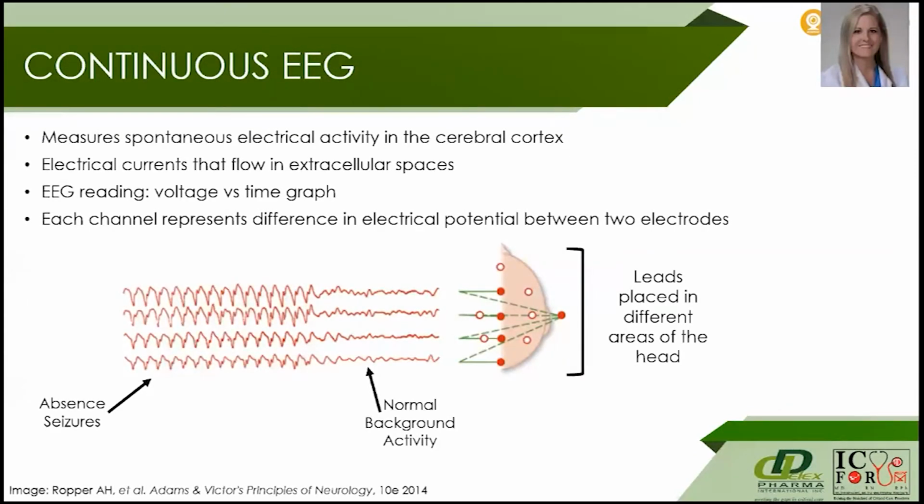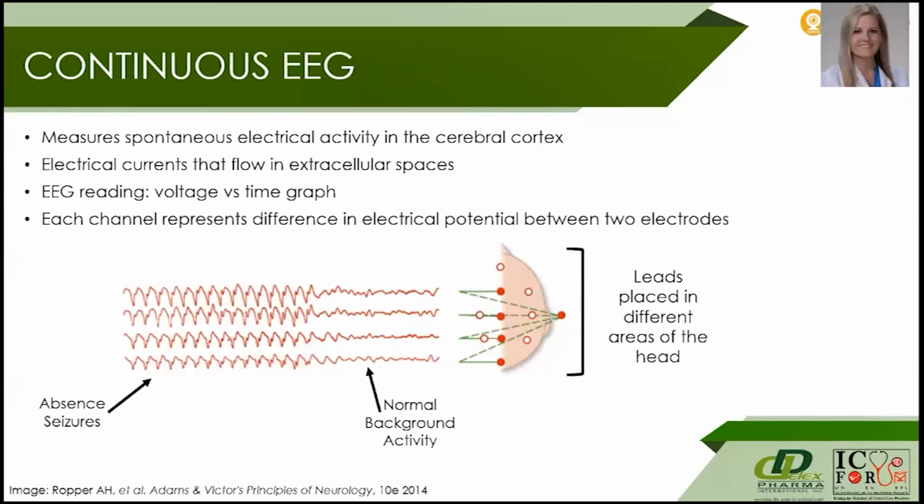So we'll talk a little bit about continuous EEG. I just want to touch on it briefly. This measures spontaneous electrical activity in the cerebral cortex. Electrical currents that flow into extracellular spaces are what are picked up on the EEG reading. And the EEG reading will also show you voltage versus time graphs. Each channel will represent a difference in electrical potential between the two electrodes. Typically, the leads are placed in different areas of the head, and this one is showing you the difference between normal background activity on the right and an absence seizure on the left.